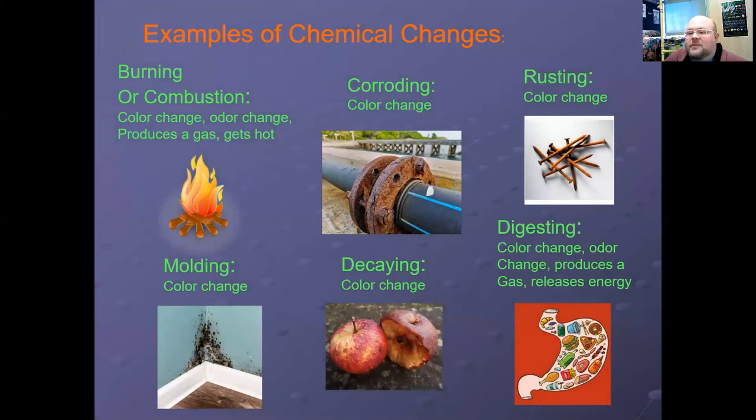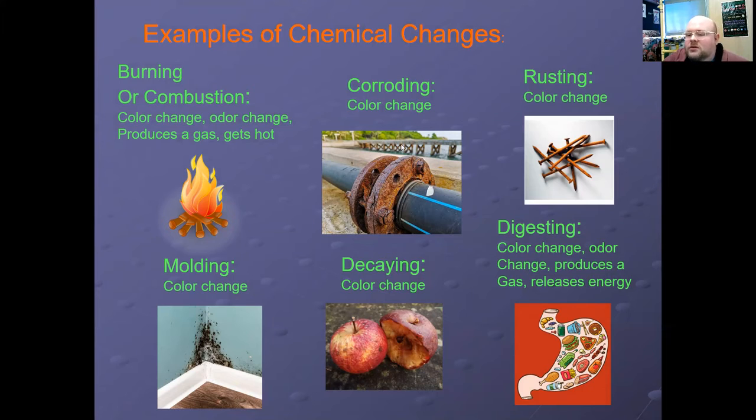Now, some examples of chemical changes: burning or combusting, if things are on fire. If you cook things, you know that a chemical change happened. Because again, think about it, these are irreversible changes. Once you cook a piece of chicken, you can't uncook it into raw chicken. That is a chemical change. When things burn, there's a color change, odor change, gases are produced, they get hot.